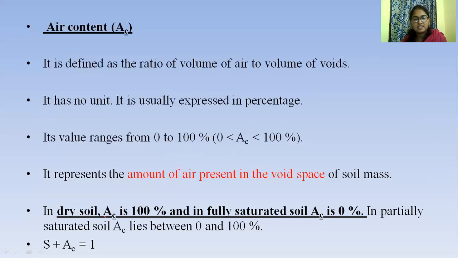So in the dry season, summer season, air content is 100%, and for fully saturated soil, A is equal to 0%. S plus AC is equal to 1. Air content AC is equal to the volume of air to the volume of voids.